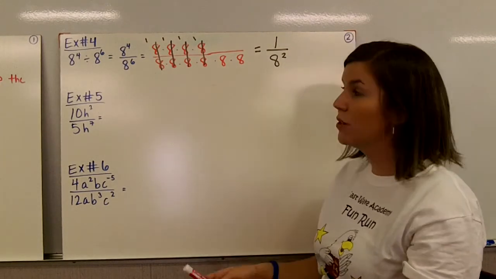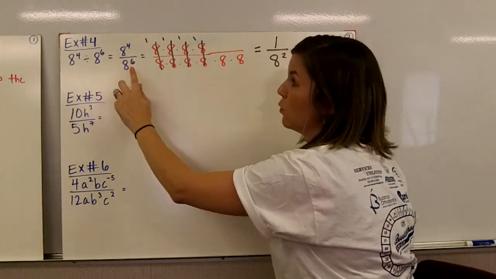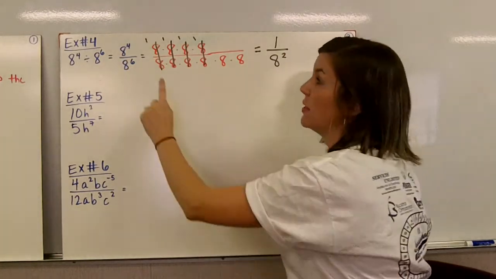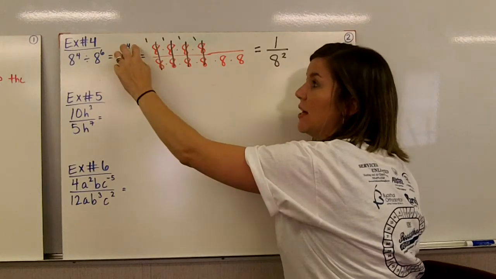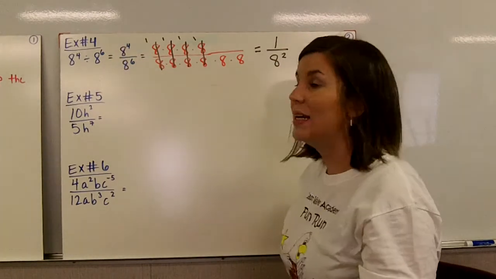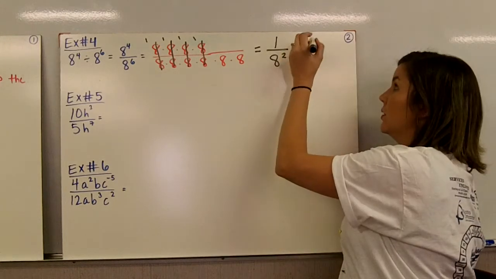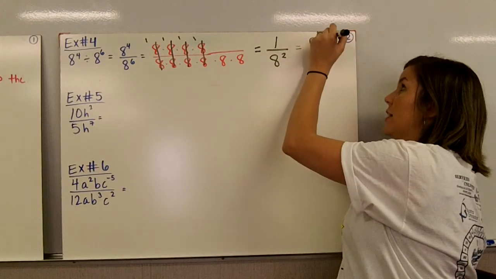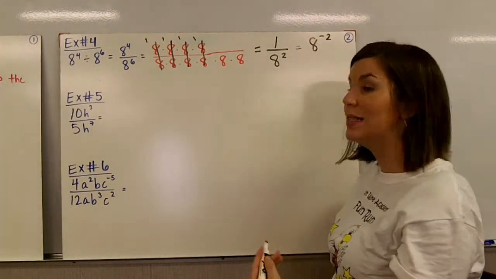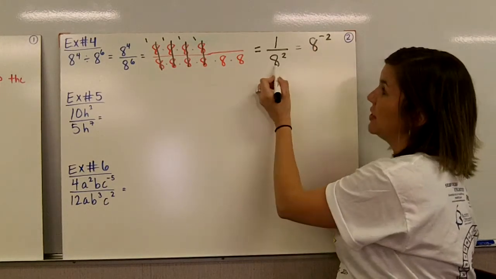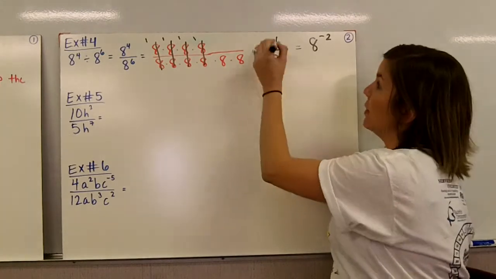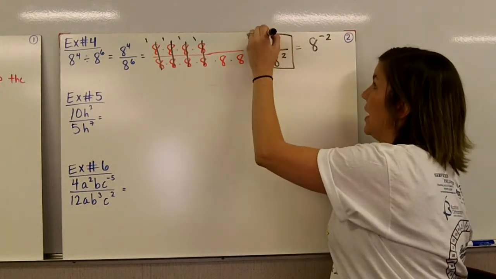So you can see using the rule, 8 to the 4th divided by 8 to the 6th means 8 is the base, keep the base, and subtract the exponents. So 4 minus 6 is 8 to the negative 2 power. 4 minus 6 is negative 2. Well, we can't have a negative exponent, so it comes down to the bottom. So 1 over 8 squared.